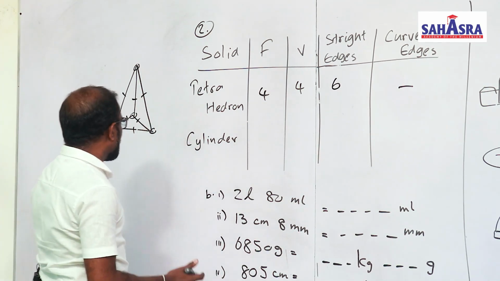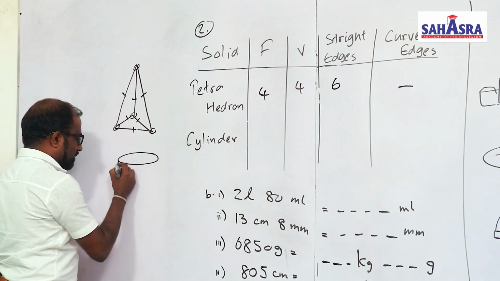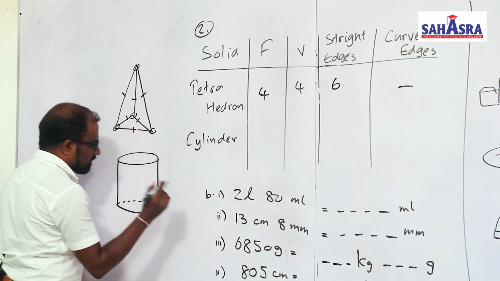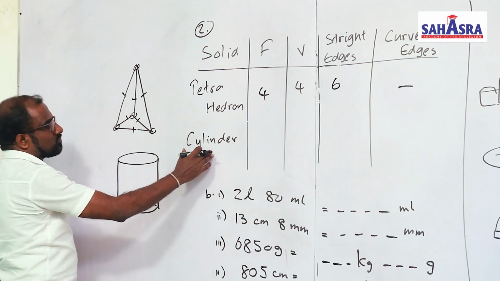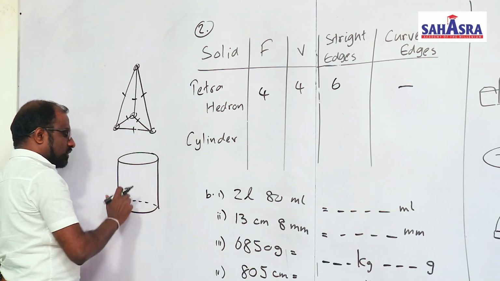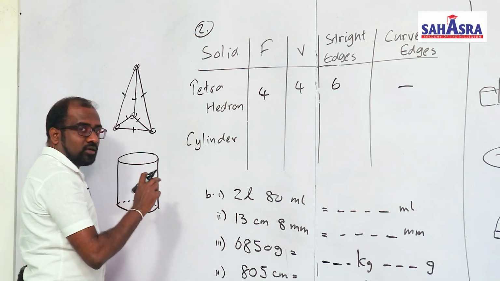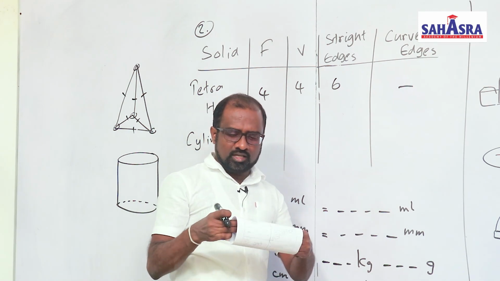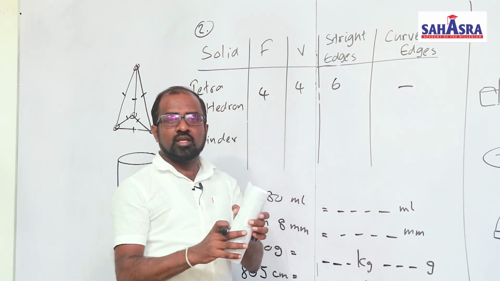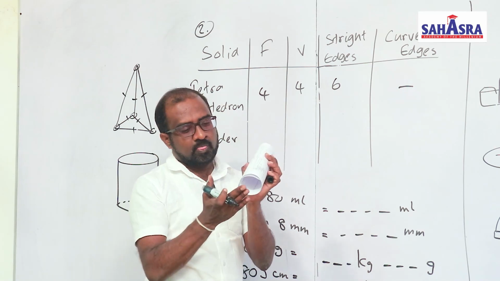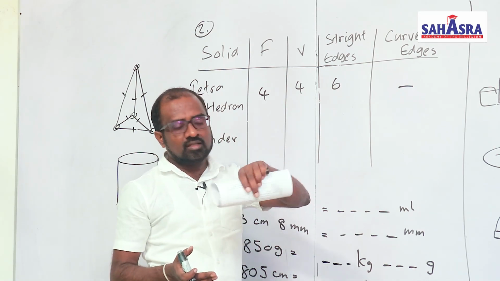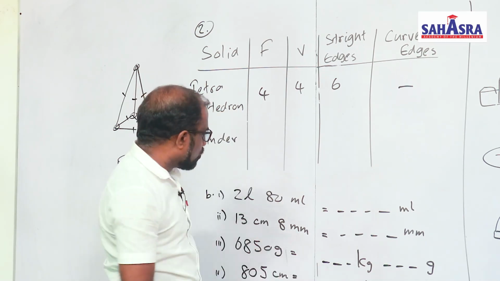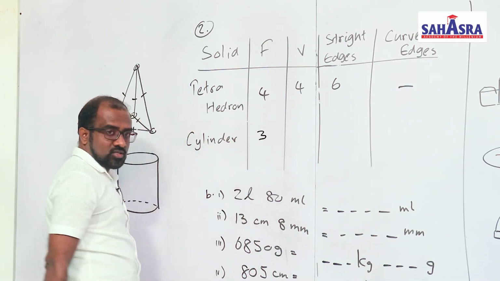Then cylinder. Cylinder also you can draw. Right? Very easily you can draw a cylinder like this. So how many faces are there? 1, 2, 3. Okay, the cylinder has got 3 faces. Here you have one face. Here you have another face, 2. And this is held by another curved face. It's one curved surface. So cylinder has got 3 faces.